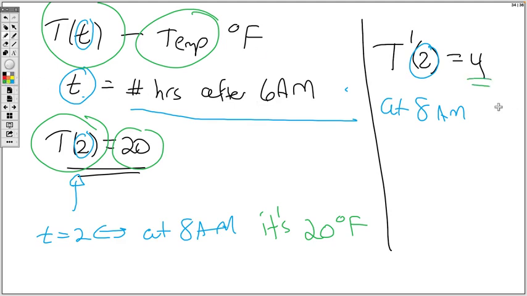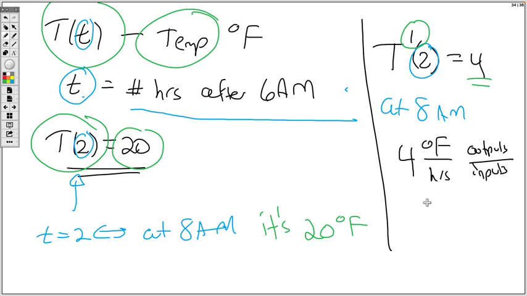But this 4 now is a what? It's a derivative value. That means it's a rate of change. So this 4 has units attached to it. Right? It has units of outputs over inputs. This function is outputting what? Temperature, degrees Fahrenheit, and the inputs to it are what? Time in hours. You with me or not? So this 4 really is 4 degrees Fahrenheit per hour. You with me or not?